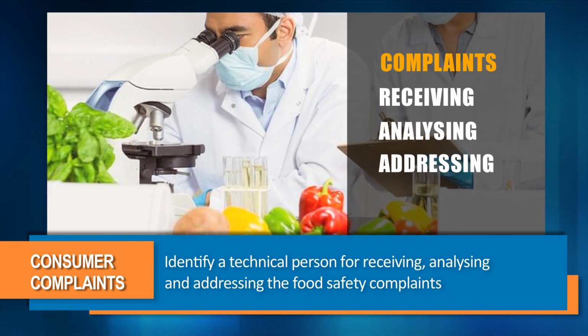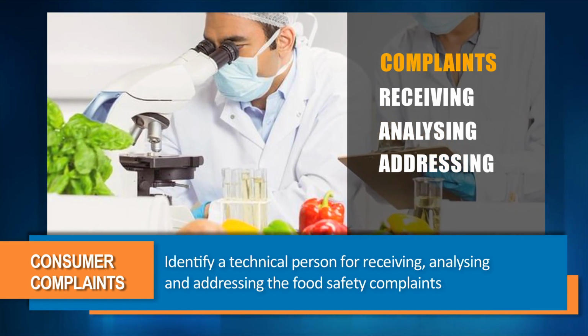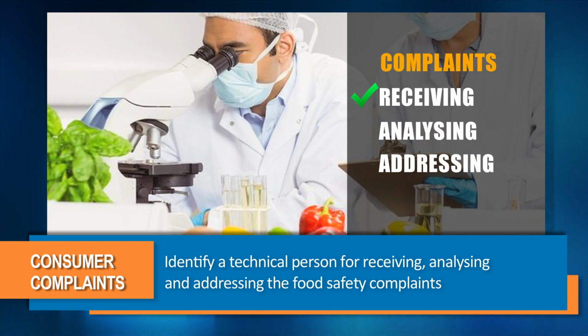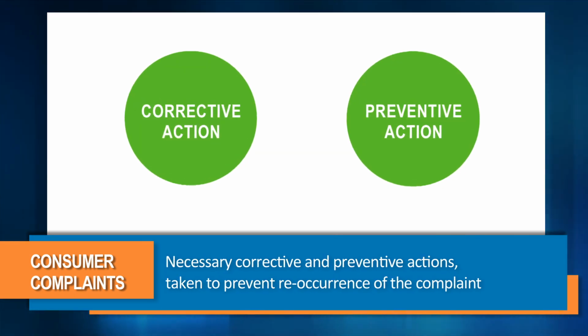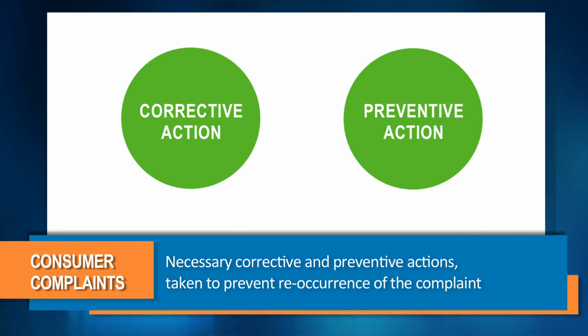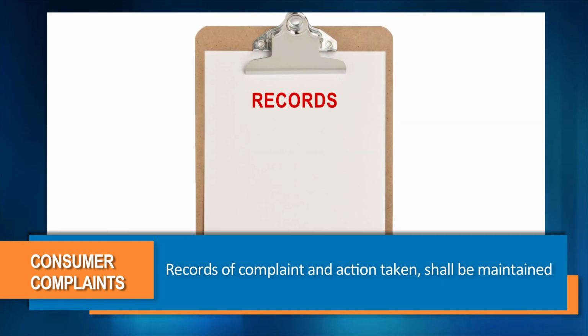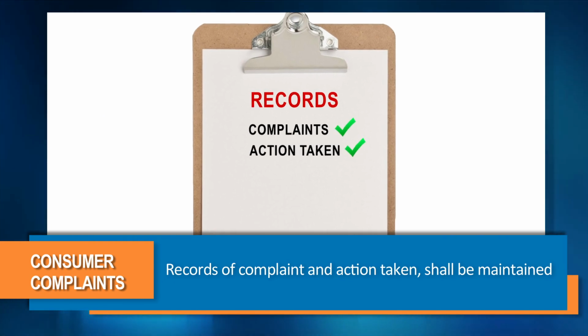The food business shall also identify a technical person responsible for receiving, analyzing, and addressing the food safety complaints. Based on the nature of the complaint, necessary corrective and preventive actions, including review of the GHP and GMP system, shall be taken to prevent the reoccurrence of the complaint. Records of the complaint and action taken shall be maintained.